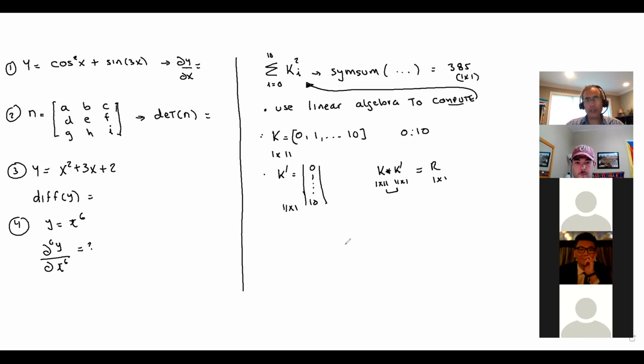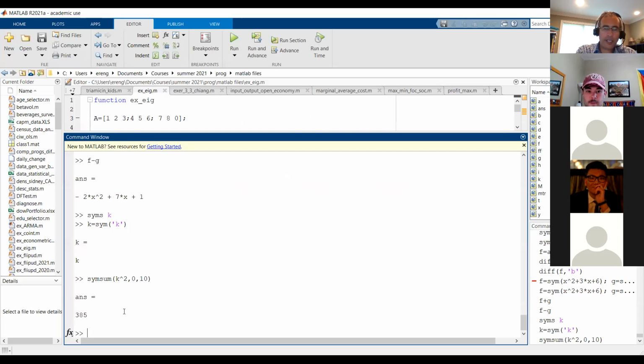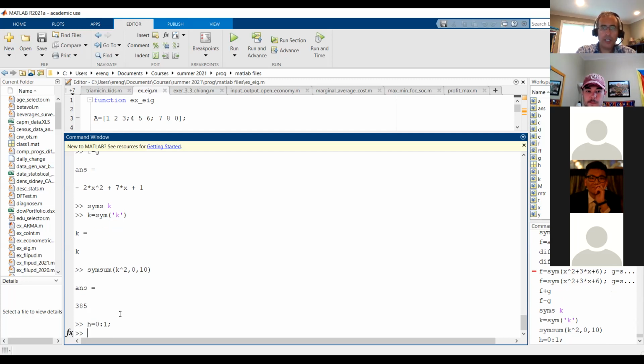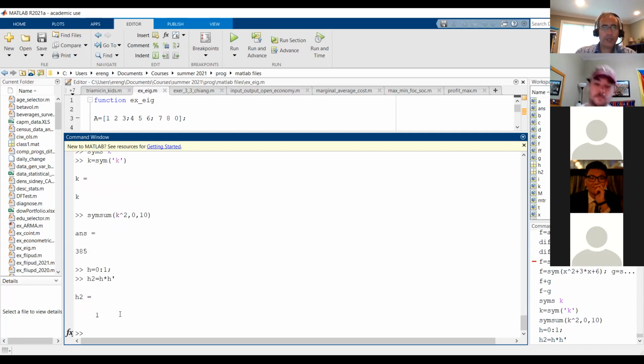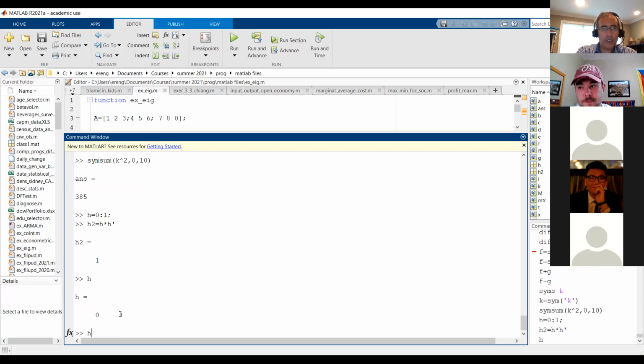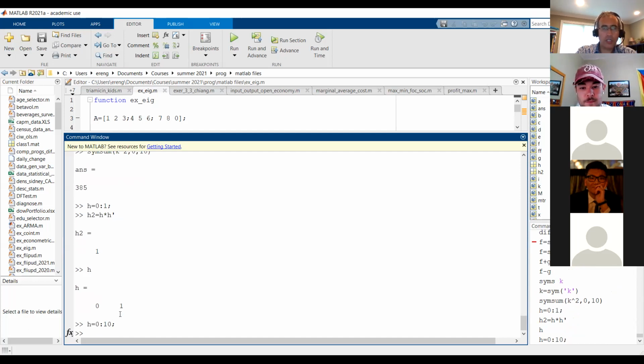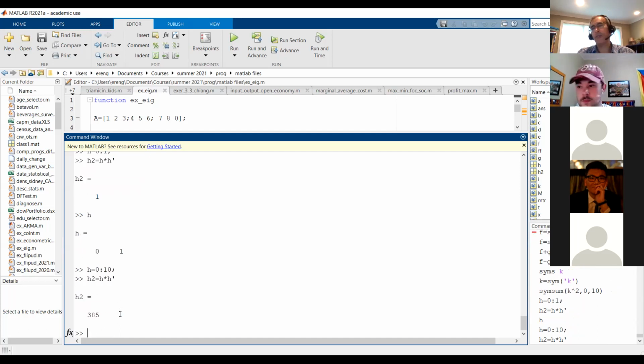So we can define that. Let's do this. I will define H, which is going to be 0 increasing 1 by 1 up to 10. And then I will define H2 simply as H times H prime.